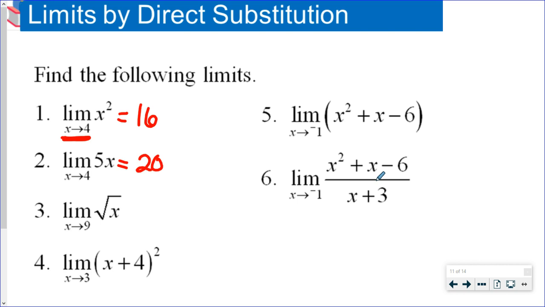Now, for instance, here on number 6, would I be allowed to plug in -3? No, right? So if x was approaching -3, that would be a scenario where we couldn't use direct substitution because that would give us a 0 in the denominator. We're not allowed to have that. Okay, so that's kind of where we have to do other things. But your go-to always is direct substitution. So what's the square root of 9? 3. Bam. What's 3 plus 4 quantity squared? 49. Bam.